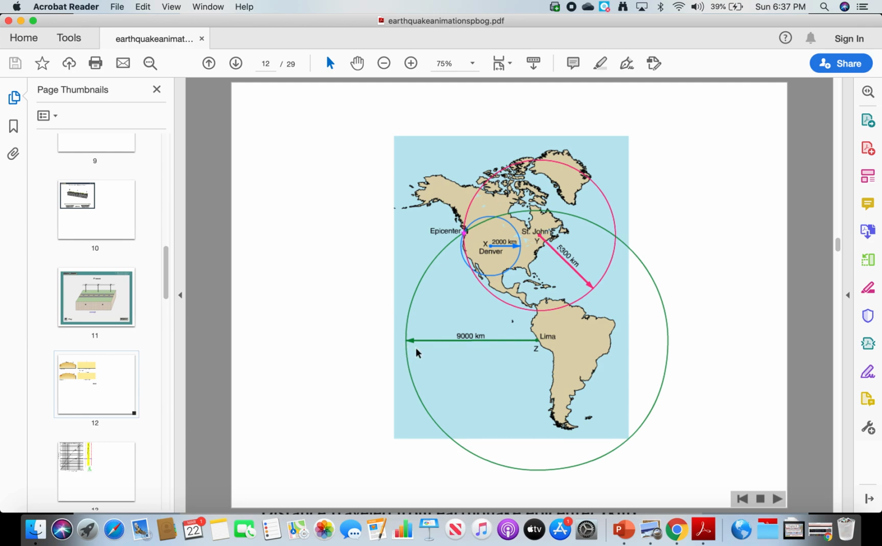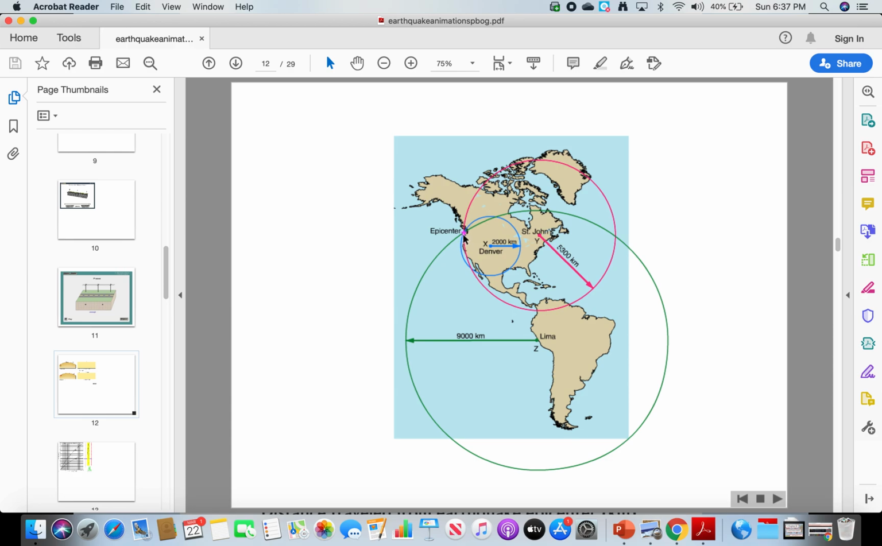That's a radius. So what we're going to learn to do when we get back is how to draw these circles, and I'm going to model it in a little while. This is what we need to be able to do. We need to draw these circles. Now look what happened. That's where the 3 of them intersect.